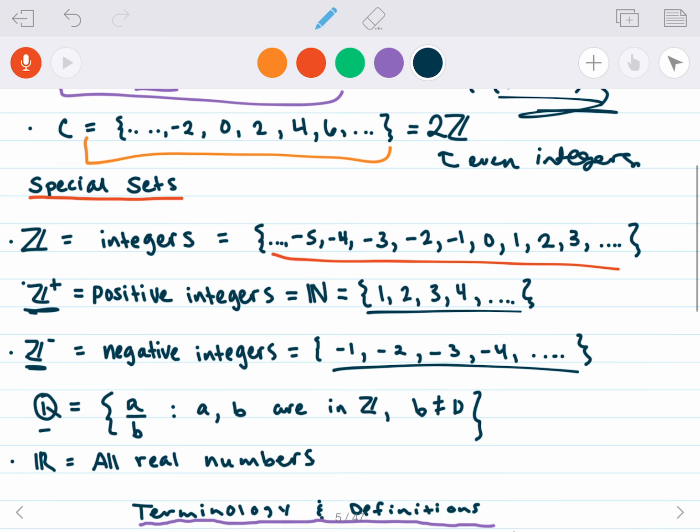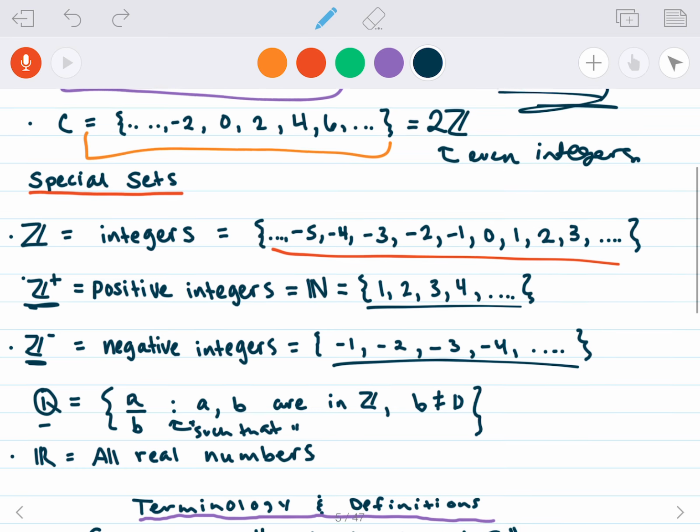And this Q represents the rational numbers. Basically all of your fractions, okay? So you have an integer over an integer. That's what this means, integer over an integer. And this guy means such that. So a over b such that, the colon, a and b are in the integers, and b is not equal to 0. So we can never divide by 0. That's the big no-no. We don't do that. And R, this little funny-looking R, is all real numbers.